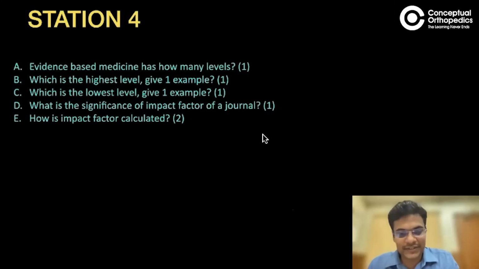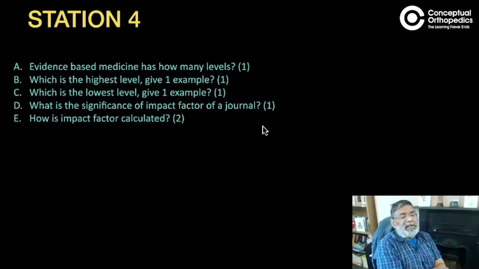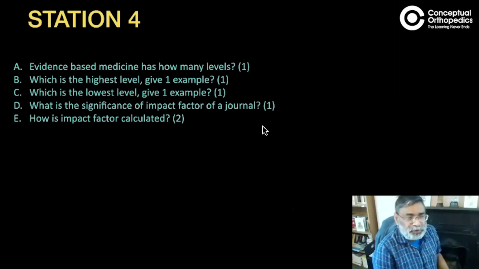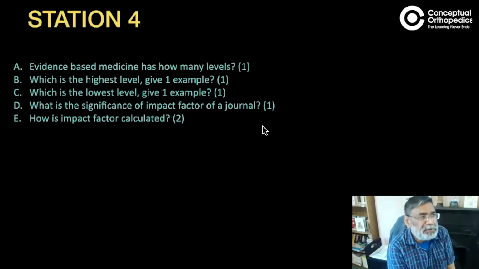Sir, would you like to answer? Okay, so we have taken actually a lecture on evidence-based and stats for you. So if you want to quickly revise that. Basically different books may say different things, but you are absolutely right. The commonly accepted is level 1 to 5. So first question, evidence-based medicine, how many levels? There are 5 levels, 1 to 5. Which is the highest level? Obviously, the highest level is level 1.